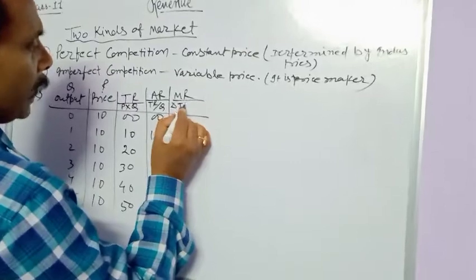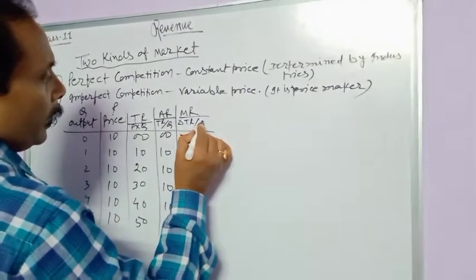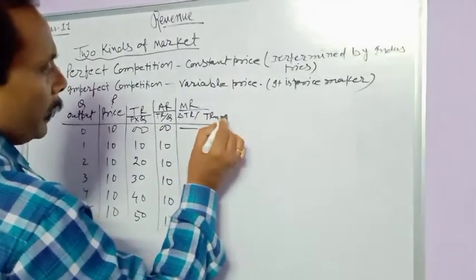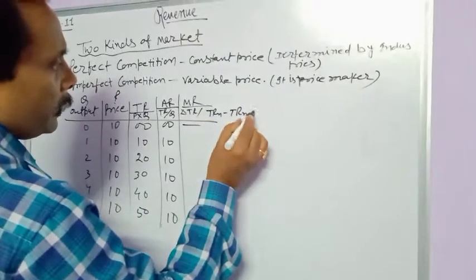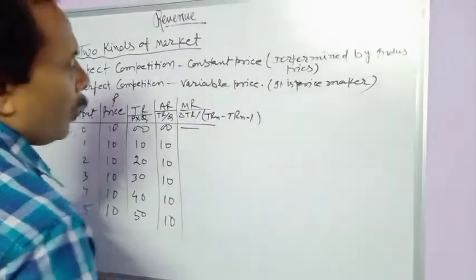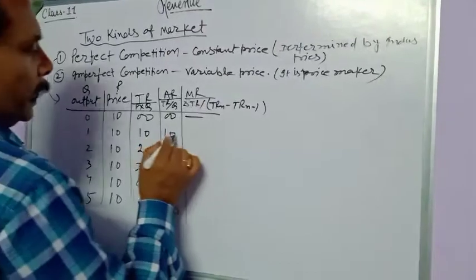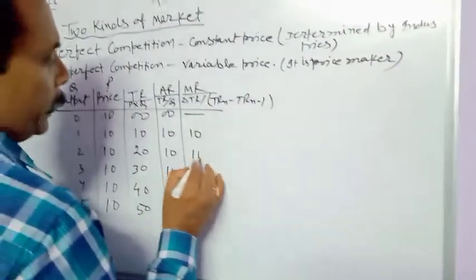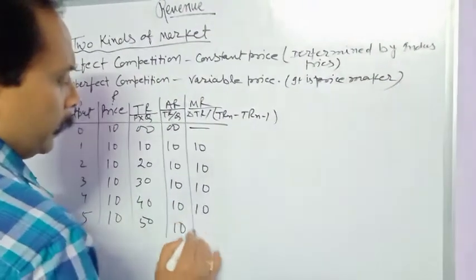Delta TR, or you can say TRn minus TRn-1. So this is the formula of MR. Here there is no change, that's why 10, 10, 10, 10, 10.